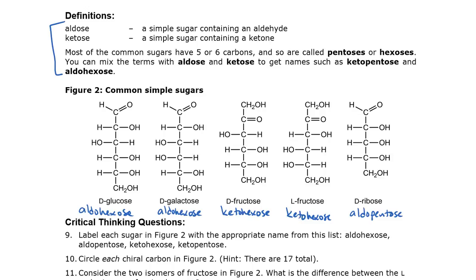Circle each chiral carbon. Hint, there are a total of 17. So you'll have 17 circles. So pause now and see if your 17 match mine. Go.